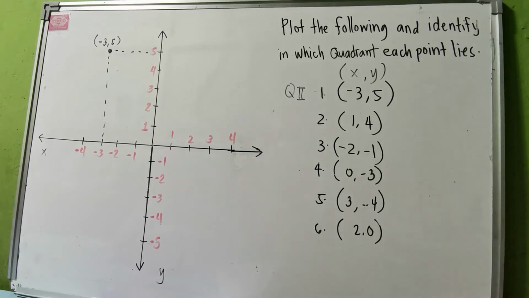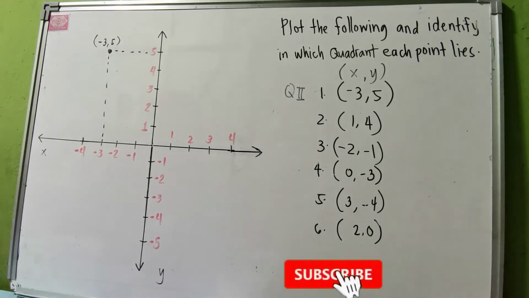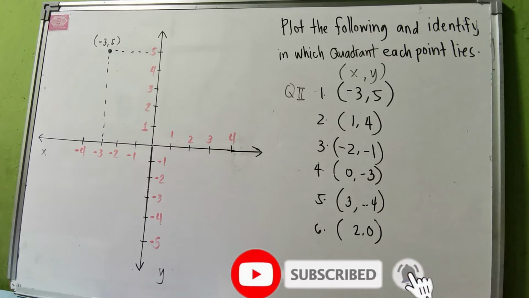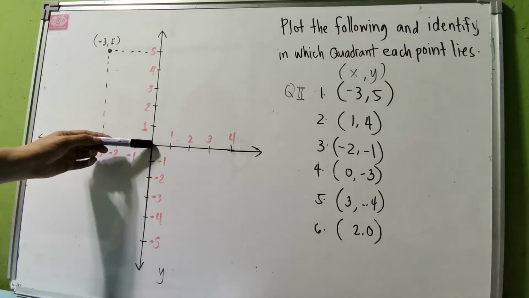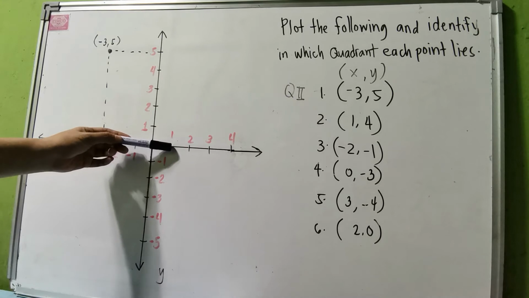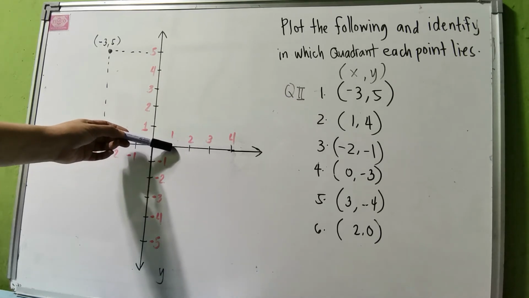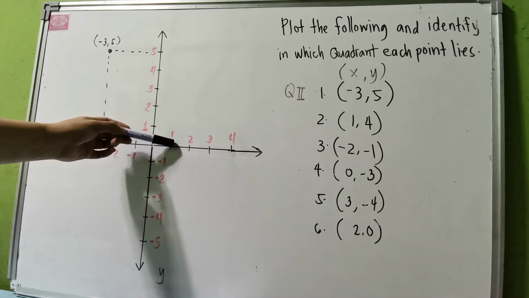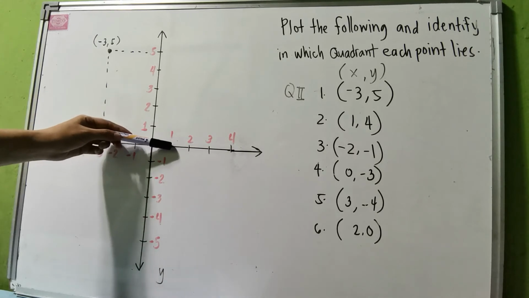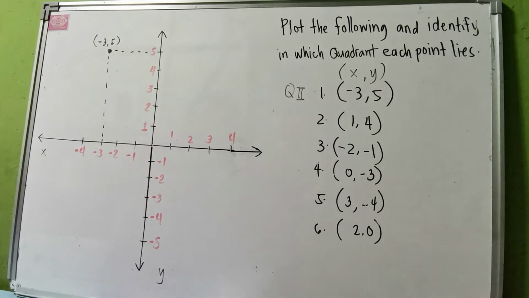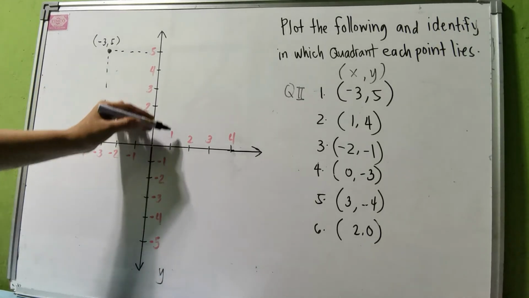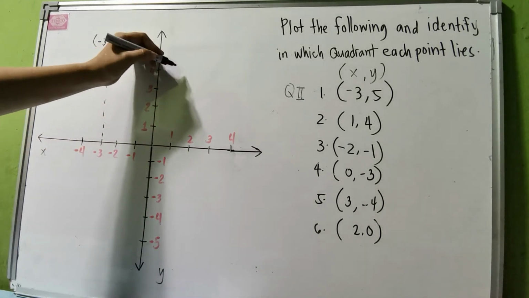Okay, next. So for number 2, we have (1, 4). So, ang positive 1 ay ang value ng x. So, ibig sabihin, 1 unit to the right of our origin. So, ito yon. And then, positive 4 or move tayo ng 4 units mula sa point na to. So, we have 1, 2, 3, and 4. So, ang point of intersection nila ay ito.